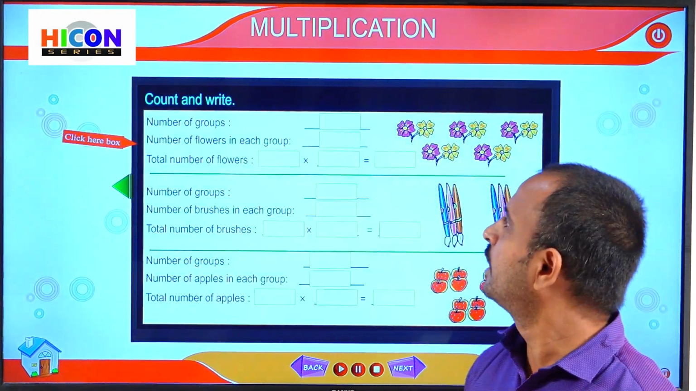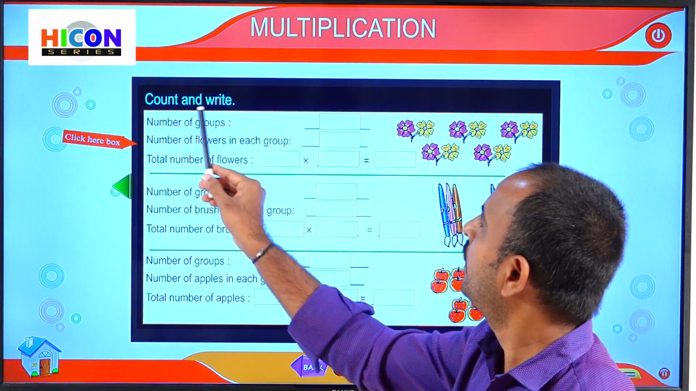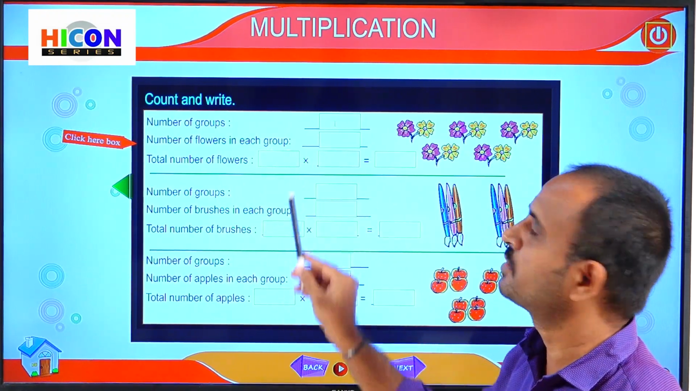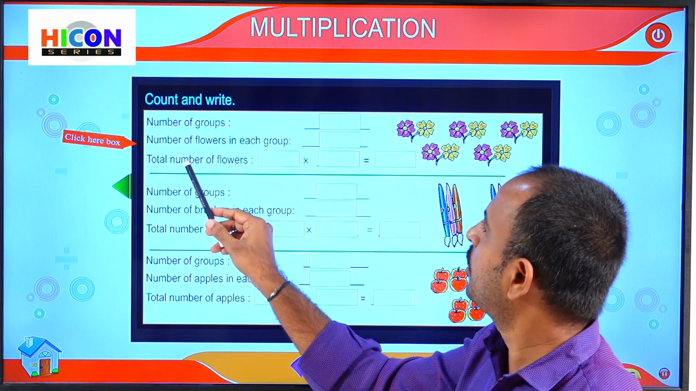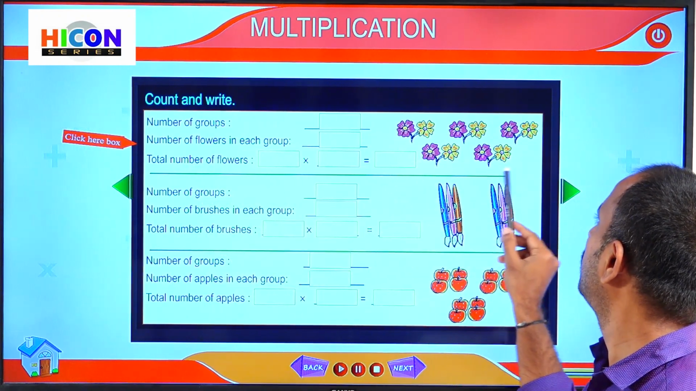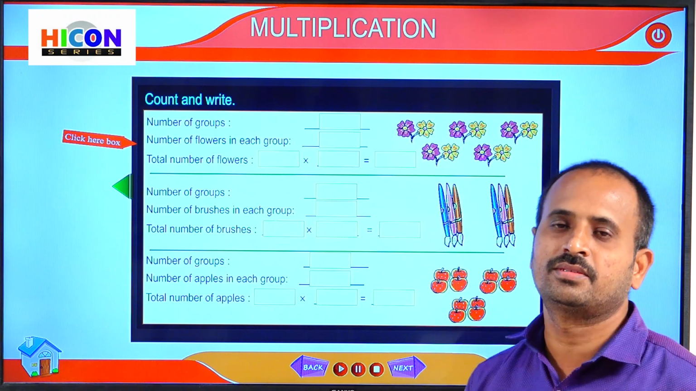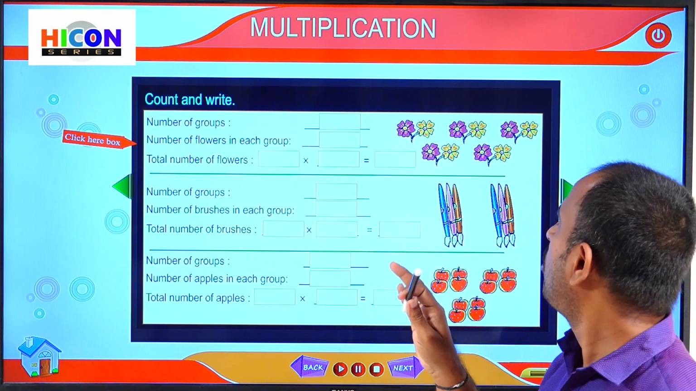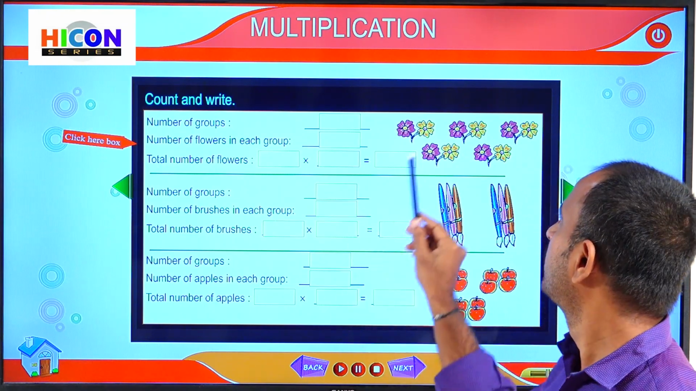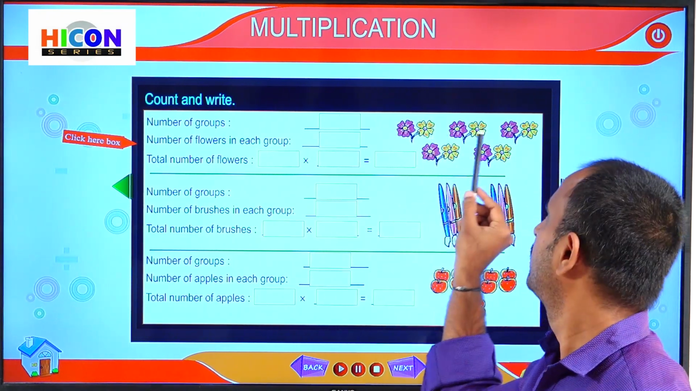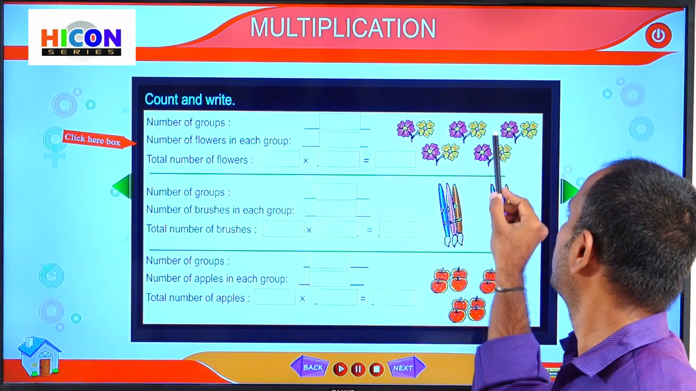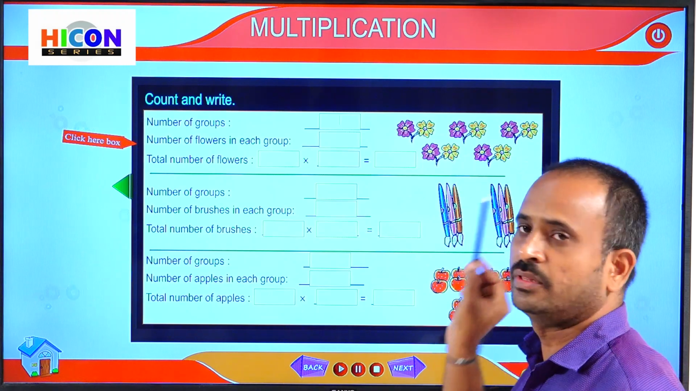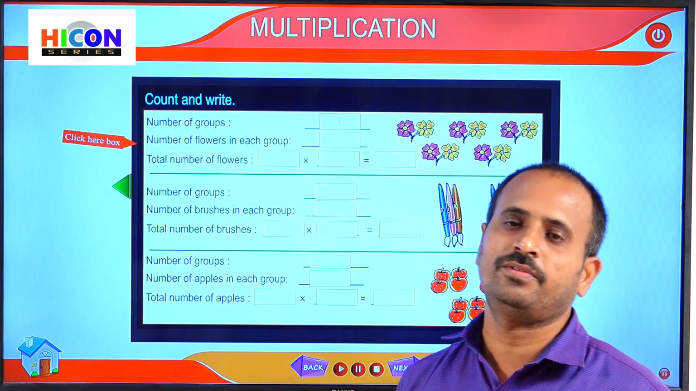So children, look at the screen. Count and write. Here 3 problems are given. See the first problem. In the first problem, you are observing flowers. There are some groups of flowers. How many groups of flowers are there? This is the first group, second group, third group, fourth group and fifth group. So there are total 6 groups of flowers.